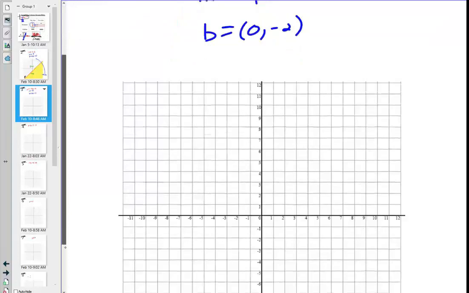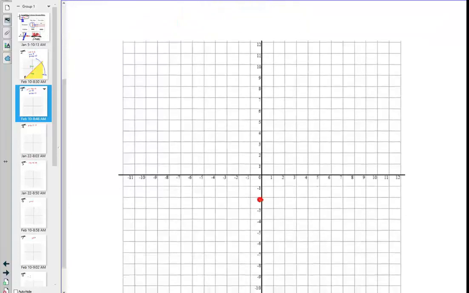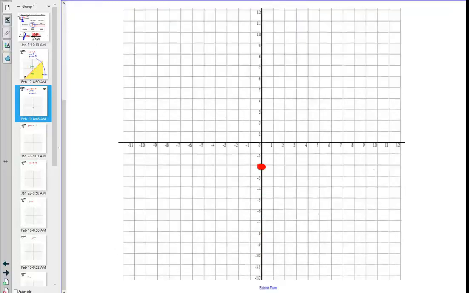All right, so I gave you a head start. So -2 is where I started the graph. My slope is -3 over 1. So if I go up 3, I have to go left 1. That's the first thing you would be aware of.